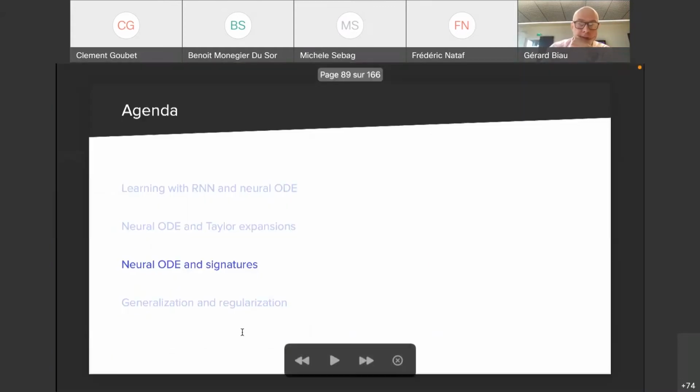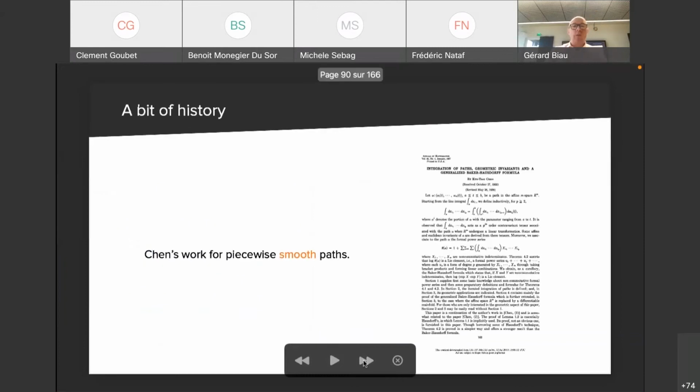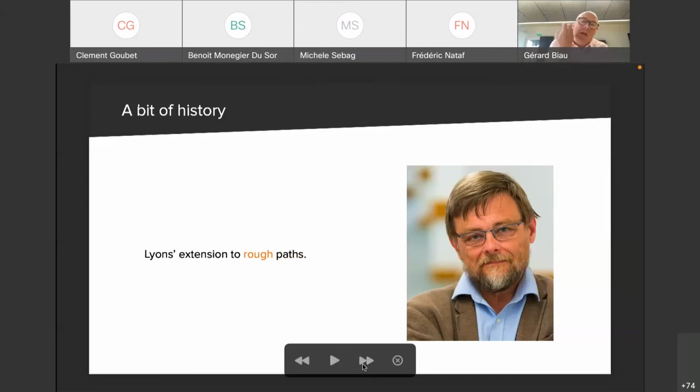So now, to be a little bit more formal, let's talk about the signatures. First, a bit of history. This signature story started in the 50s with the work of Chen on iterated integrals of smooth paths. Then it was captured by the probability community, and in particular by the rough path community as a tool, and in particular by the team of Terry Lyons at Oxford, which made a lot of very interesting developments on this signature, and they use the signature as a tool.